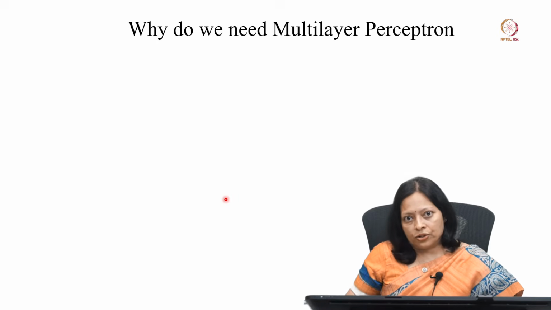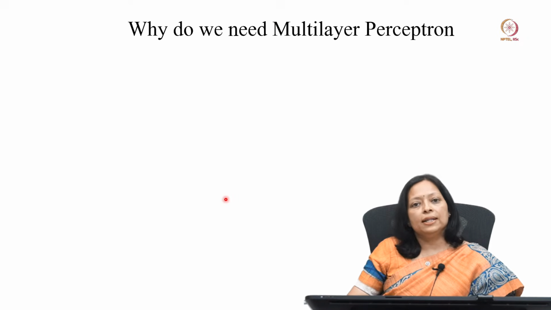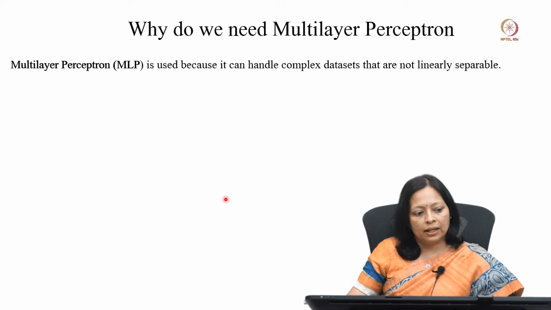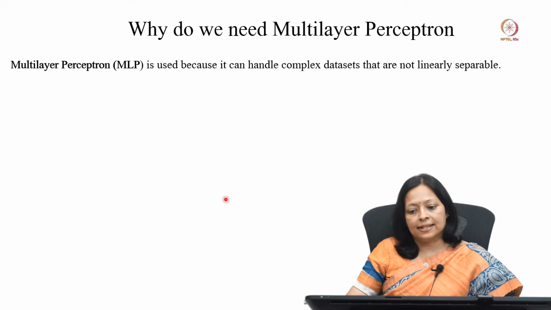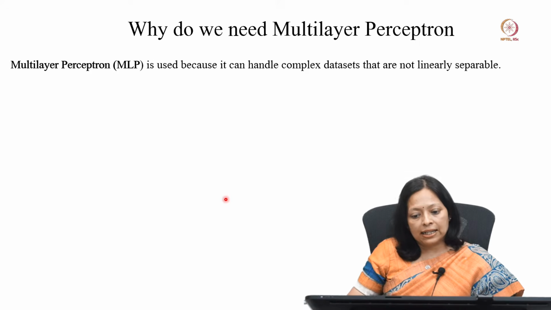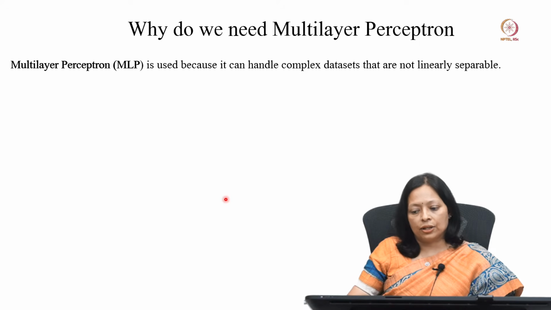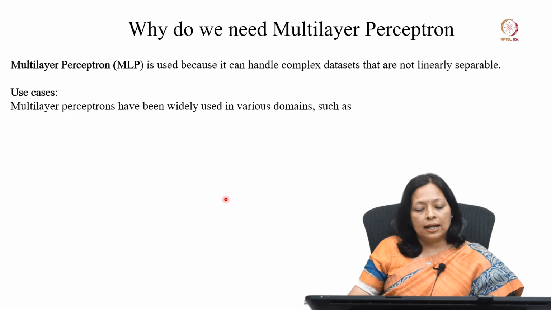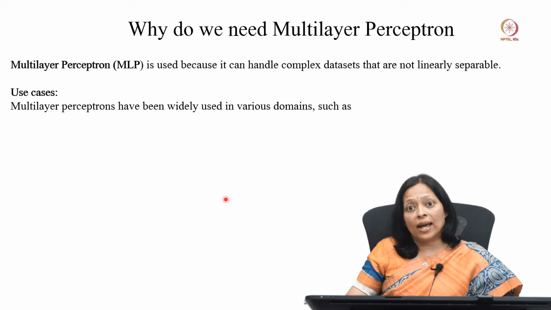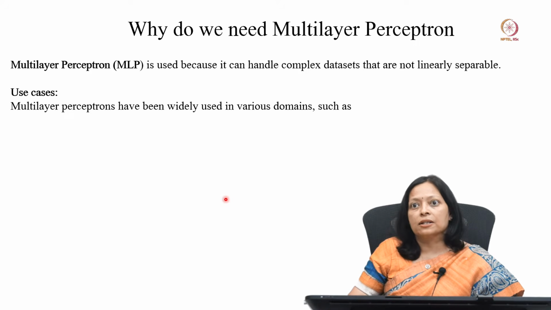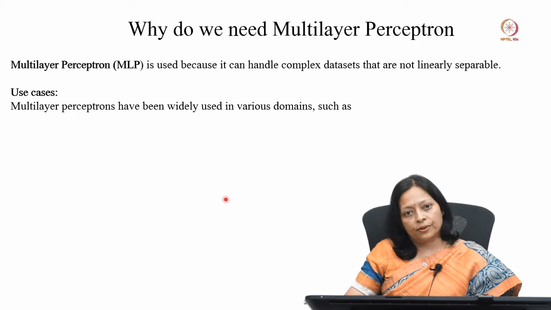Now the next question comes, why do we need multi-layer perceptron? What is the requirement? Multi-layer perceptrons are used because they can handle complex data sets which are not linearly separable. Now when we talk about complex data sets which are not linearly separable, what are those data sets? Where exactly do we want to use these multi-layer perceptrons?